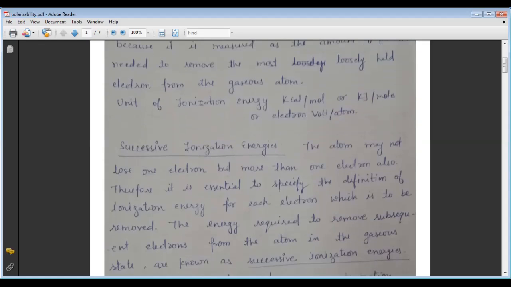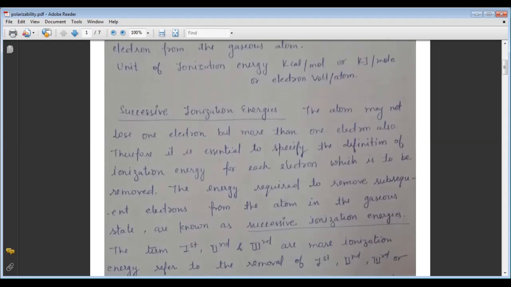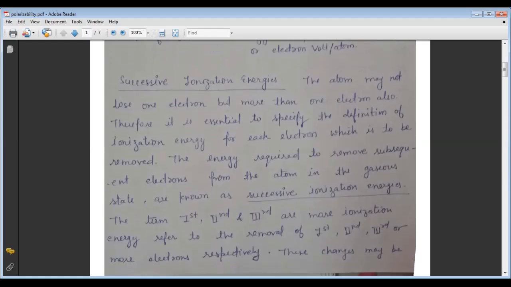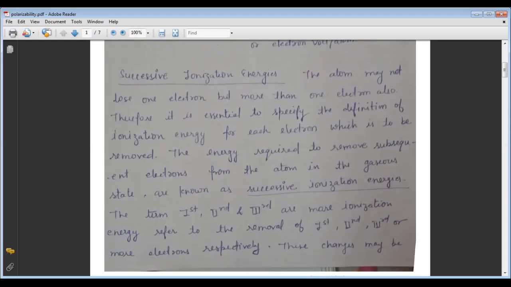Now the second is the successive ionization energy. It is very important. Here the atom may not lose just one electron, but more than one electron also. It is not the case that it only loses one electron. But it is essential to specify the definition of ionization energy for each electron which is to be removed.